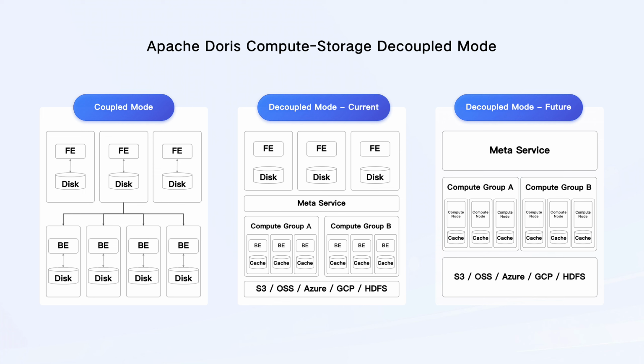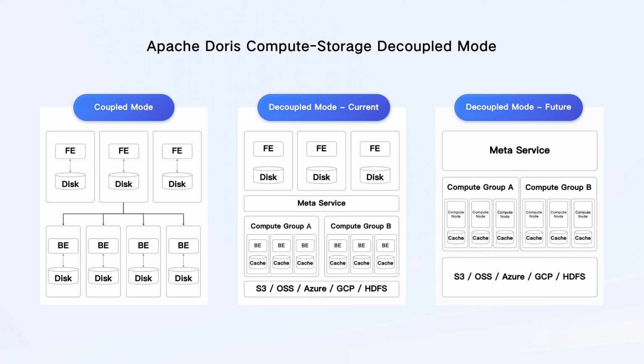In the middle is the current compute storage decoupled architecture of Apache Doris. What's different about it? Firstly, data storage is moved to a scalable, mature system like object storage or HDFS, so BE nodes are no longer responsible for storing persistent data. Secondly, instead of traditional BE nodes, the decoupled mode has compute nodes. The compute nodes no longer store persistent data, but instead rely on local caching to speed up queries. Thirdly, we introduce the meta service.